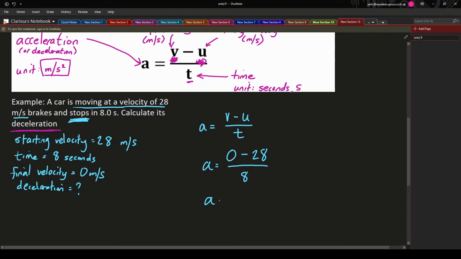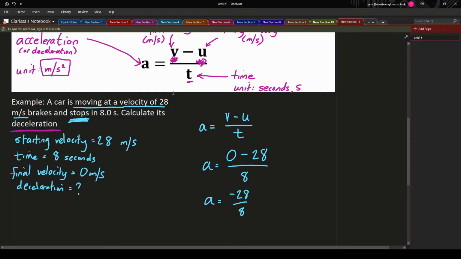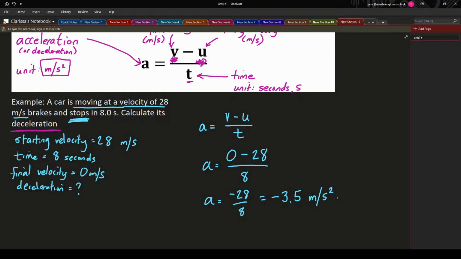So A is negative 28 divided by 8. Take out my calculator. 28 divided by 8 is 3.5, and that's going to be a negative value. So A equals negative 3.5 m/s squared. So once again, because this is negative, your acceleration you see is negative, that's going to be a hint to you that that means it's a deceleration.